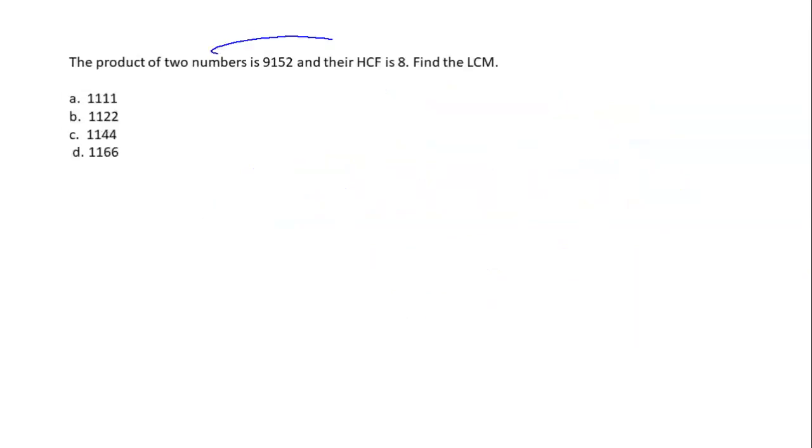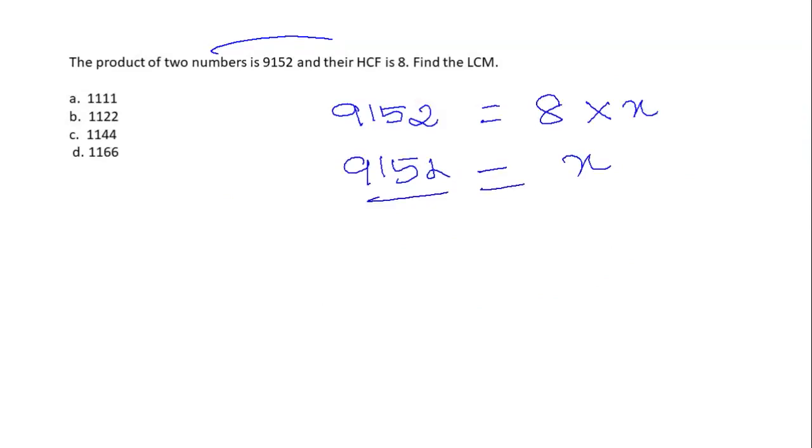The product of two numbers is 9152. If the HCF is 8, find the LCM. The product of two numbers is 9152, and the HCF is 8. We're not sure, so how do we find it? Yeah, exactly. So our answer is 1144.